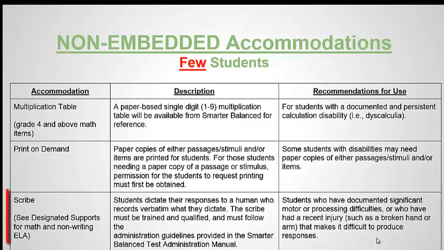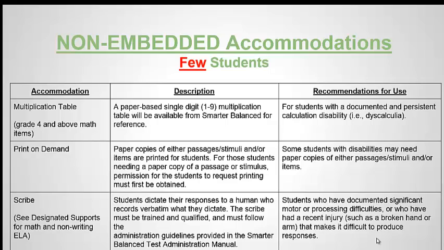For the accommodation known as a scribe, students dictate their responses to a human who records verbatim what they dictate. The scribe must be trained and qualified and must follow the administration guidelines provided by Smarter Balanced.